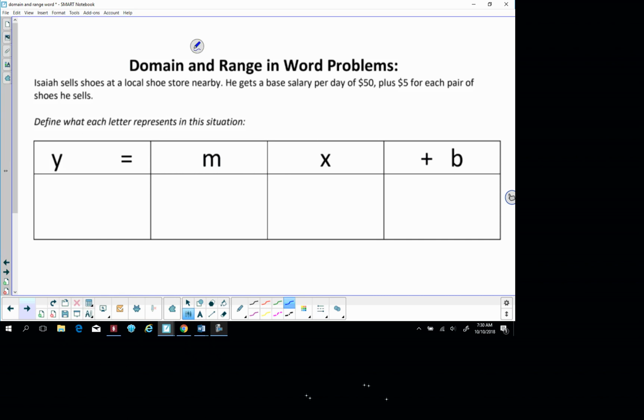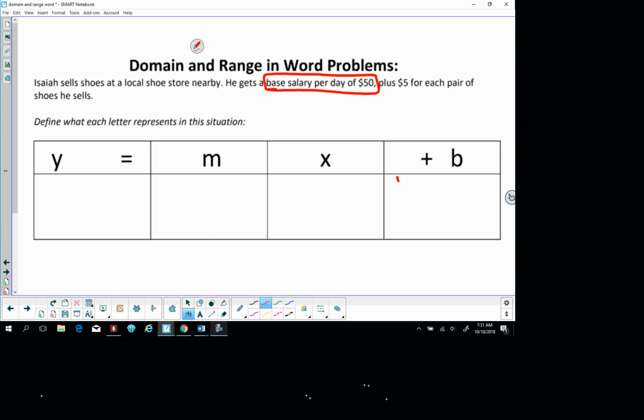All right, so this question says, Isaiah sells shoes at a local shoe store nearby. He gets a base salary per day of $50 plus $5 for each pair of shoes he sells. So first thing we want to know is what is our initial value? What's our beginning value or our y-intercept? The $50, right? So the base salary of $50 is my y-intercept.